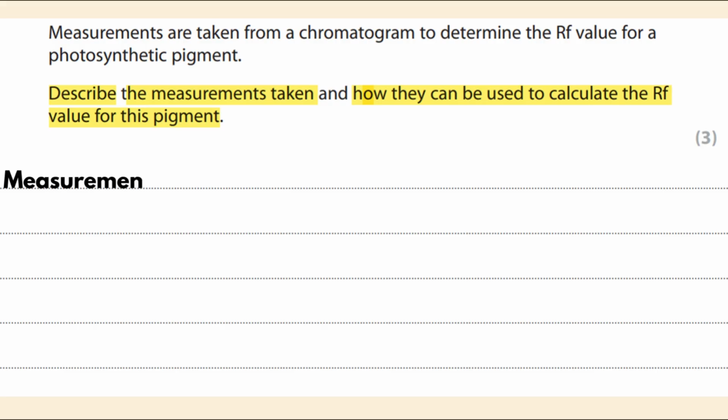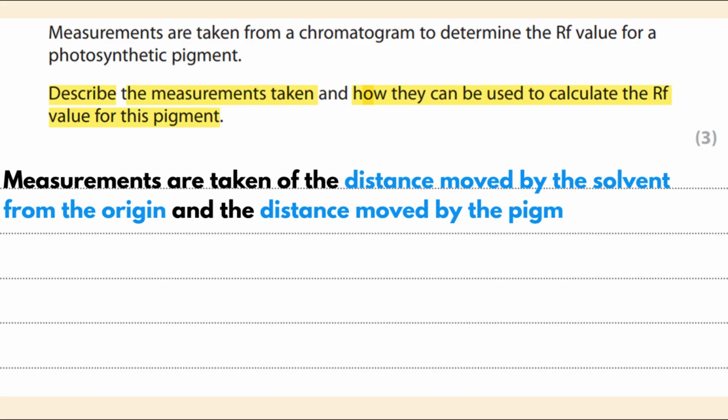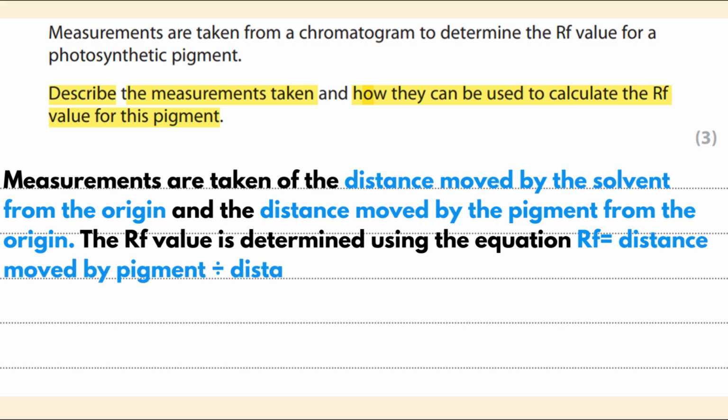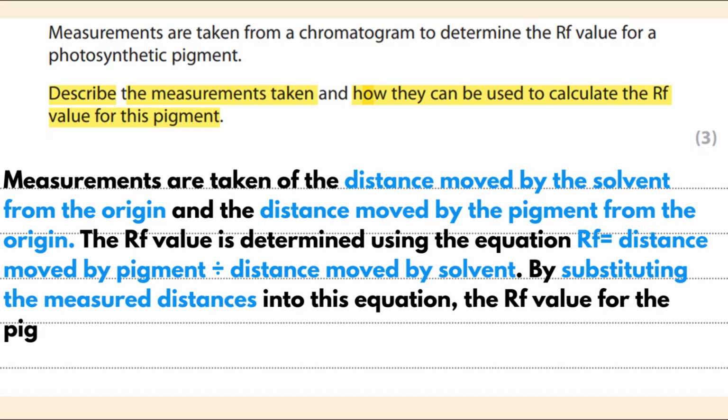The answer is simple. First, you need to measure the distance moved by the solvent from the origin and the distance moved by the pigment from the origin. Then apply these measurements to the equation. RF equals distance moved by pigment divided by distance moved by solvent. And then by substituting the measured distance into this equation, you can calculate the RF value for the pigment.